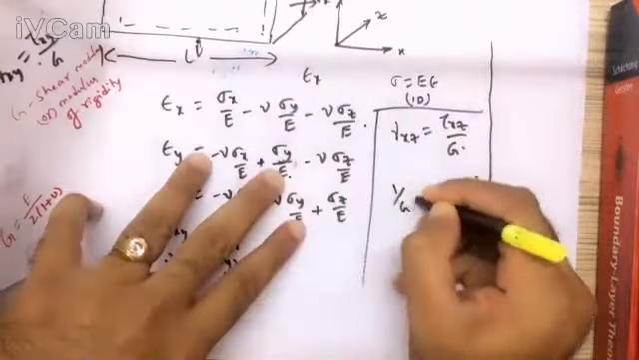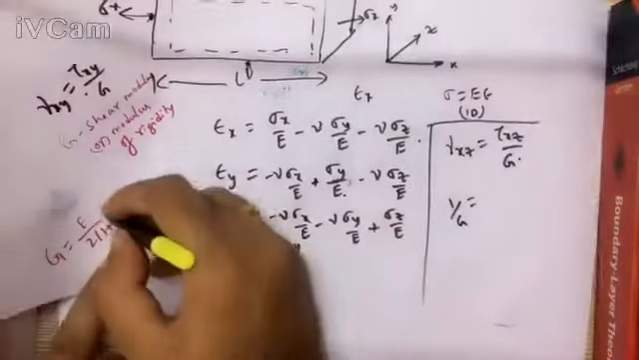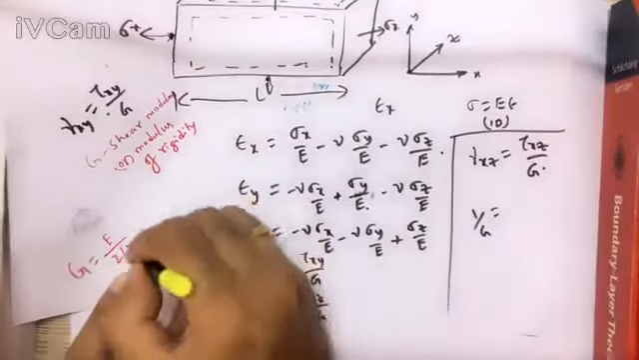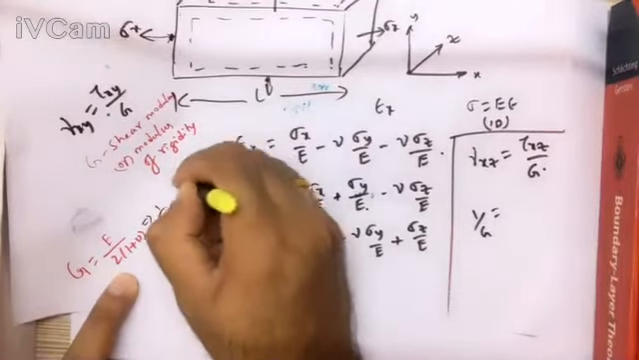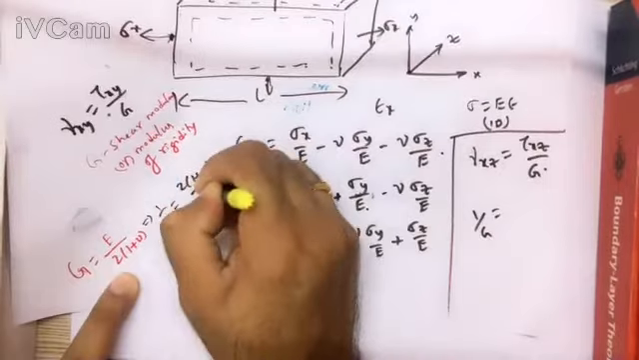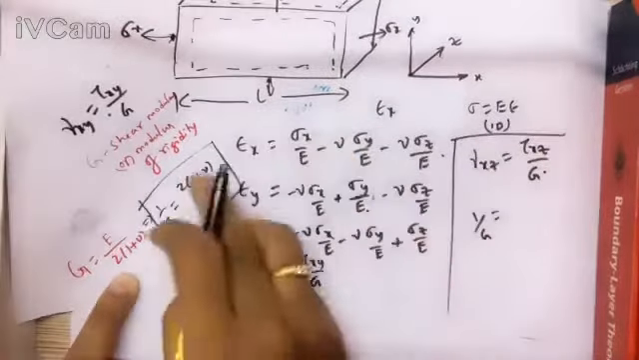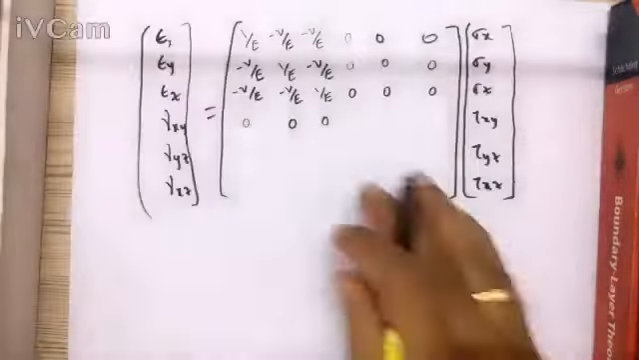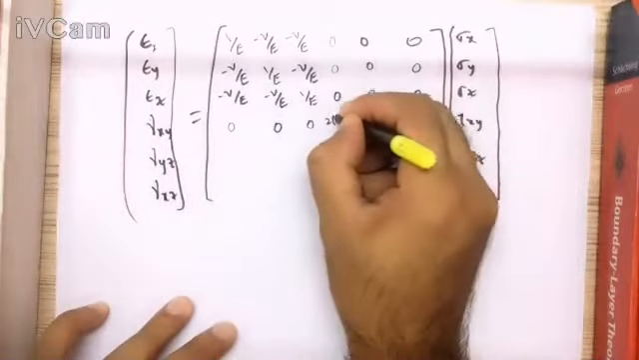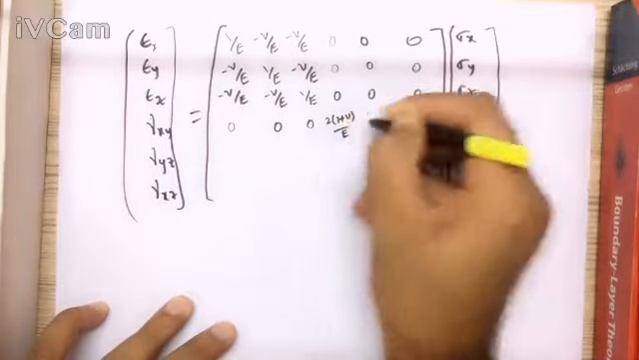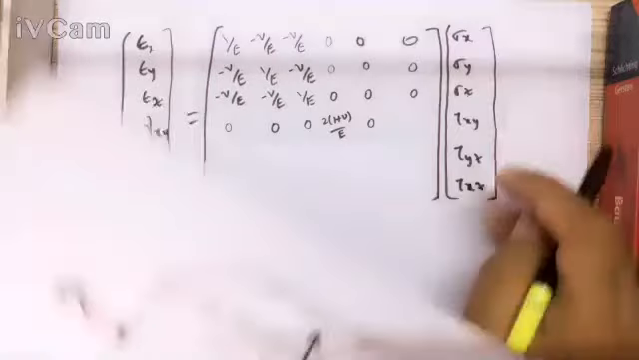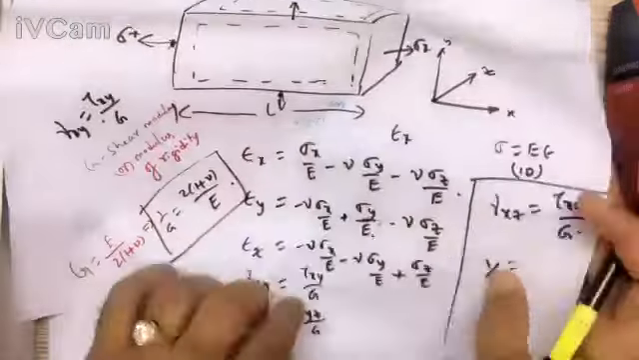If G is E by 2 into 1 plus nu, that implies 1 by G is equal to 2 into 1 plus nu by E. So I'll write it here: 1 by G, that is nothing but 2 into 1 plus nu by E. Coefficient of tau yz, tau xz: there are no tau yz and tau xz terms in gamma xy.